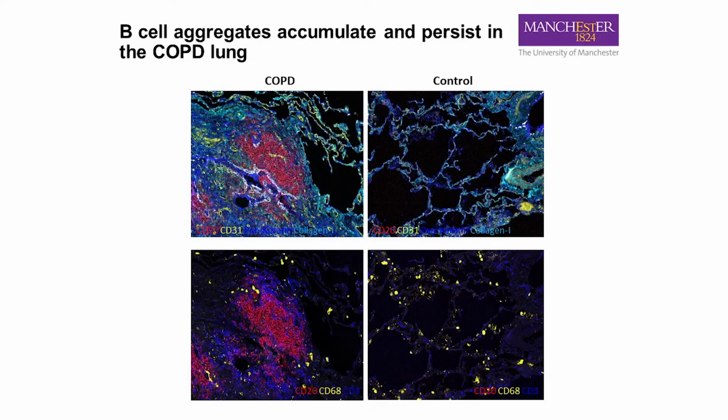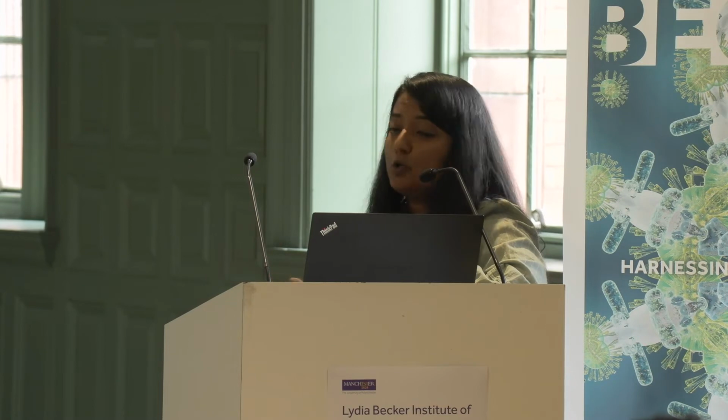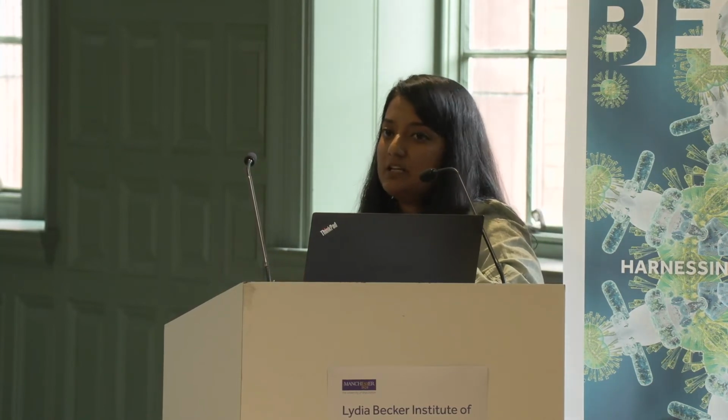Similar to previous reports, we also observed large CD20 positive B-cell aggregates which accumulate and persist by the small and large airways in the COPD lung, but not in the controls, as you can see here. So here the CD20 positive B cells are represented in red. When we then look at the other immune cell subsets, we see that the CD20 positive B cells and the CD3 positive T cells, here represented in blue, have distinct areas highly characteristic of lymphoid follicles, and that they appear to be in close proximity with CD68 positive macrophages, suggesting likely interactions between these cell types in the COPD lung.